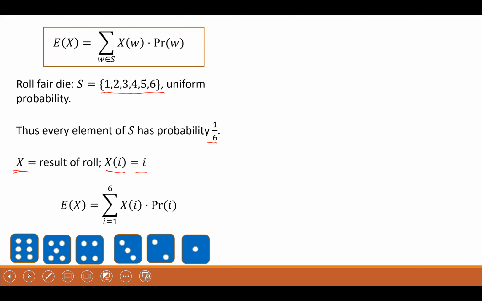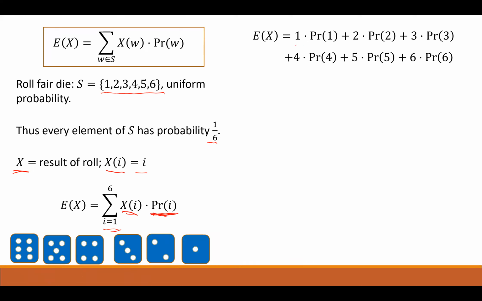So now I take my definition of expected value. It's the sum: I look at every single outcome and I take the value that that outcome produces in my random variable times the probability of that outcome. In this case, all of these probabilities are uniform. They're all going to be the same. So this is equal to 1 times the probability that I get 1, plus 2 times the probability that I get 2, plus 3 times the probability that I get 3, et cetera. But all of these probabilities are going to be 1 over 6.